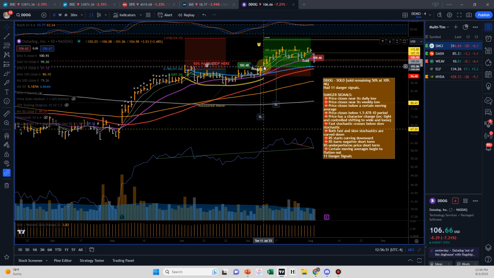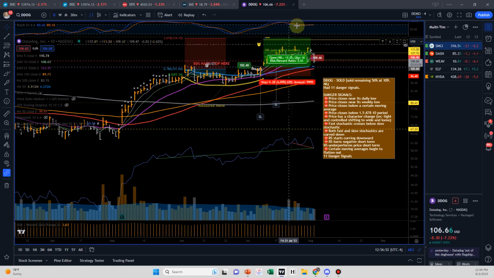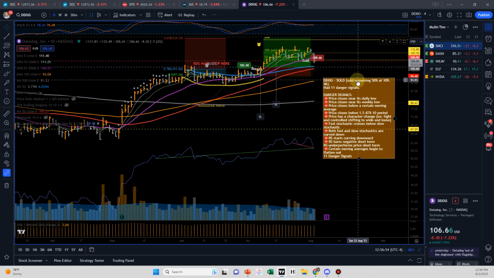But this trade was entered here. I like to scale out of trades into strength, and one of the reasons why I like to scale out of trades into strength is because it makes it easier to hold for a bigger move. I found that it's easier to hold for a bigger move if I'm not giving back so much profit.